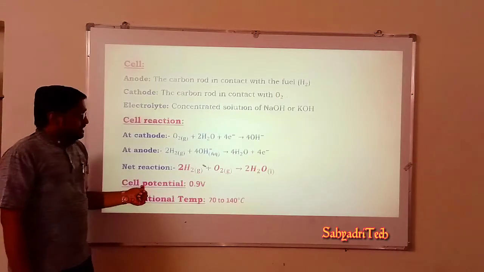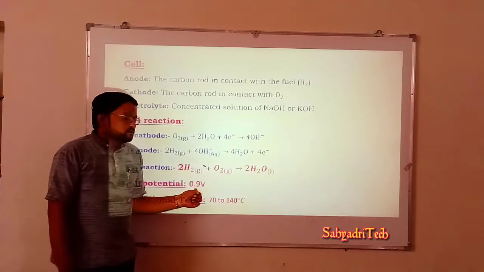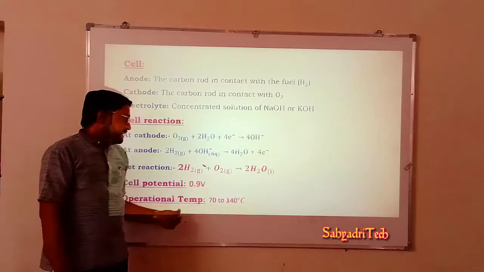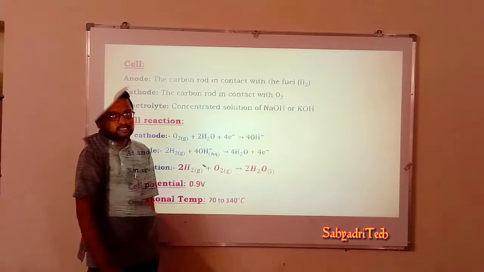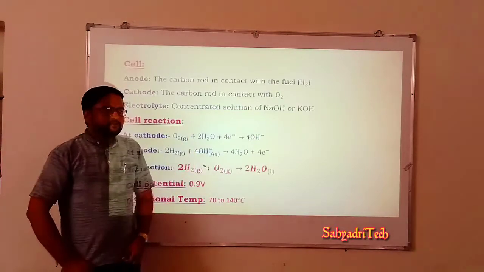What is the cell potential? The cell potential of fuel cell is about 0.9 volt and operational temperature is about 70 to 140 degree Celsius. It's regarding hydrogen oxygen fuel cell.